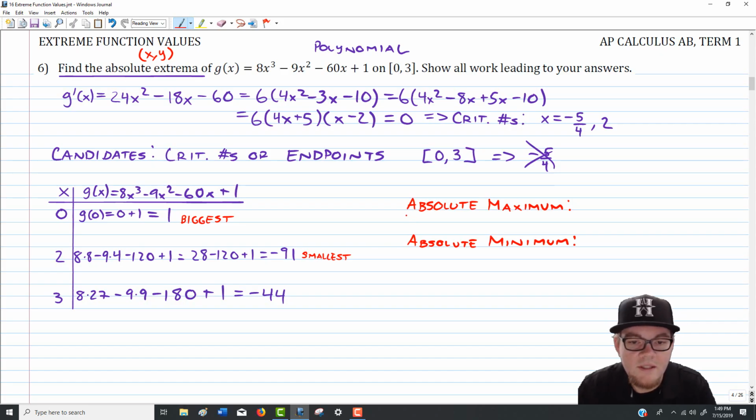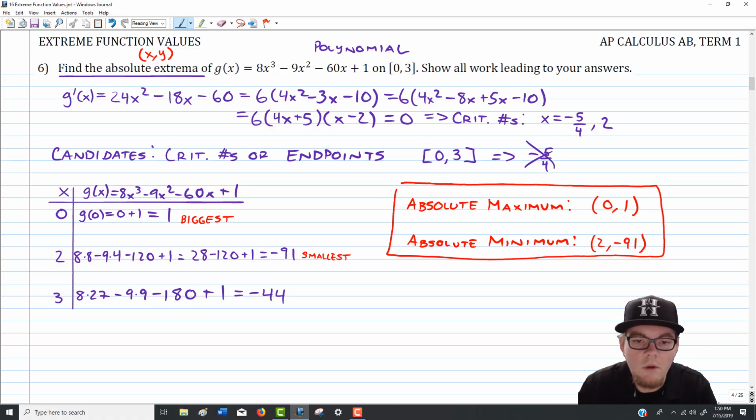So in our case, because it's the literal full phrase, absolute or global maximum, absolute or global minimum, we want the ordered pair. For absolute maximum, that would be the biggest, which was (0, 1), and the absolute minimum would be the smallest, which was (2, -91). And there is the answer.